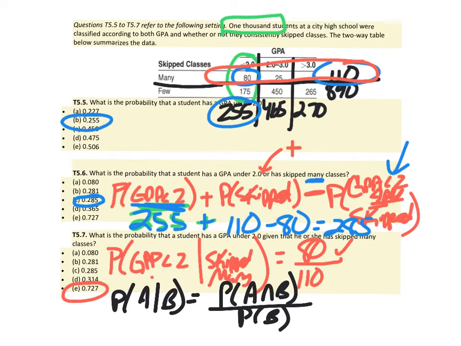If we were to do it this approach, we would just write it slightly different. The probability of B down here would represent the probability that many of them skipped. So the probability that many skipped would be 110 out of the whole 1,000. So here, when we write it out, we would have 110 over 1,000. And then on the top half, they want the probability that the GPA is less than 2 and many skipped. Well, that's 80 over 1,000.